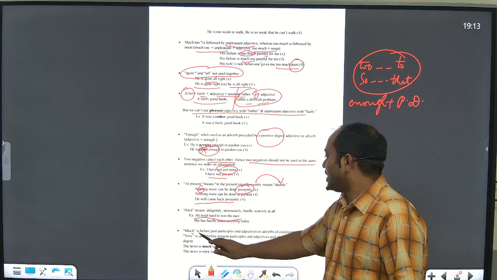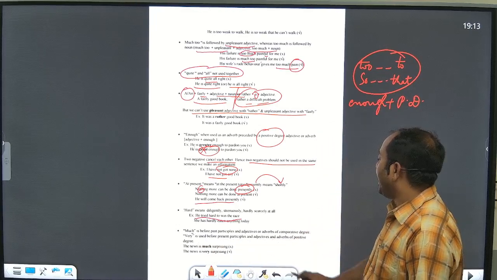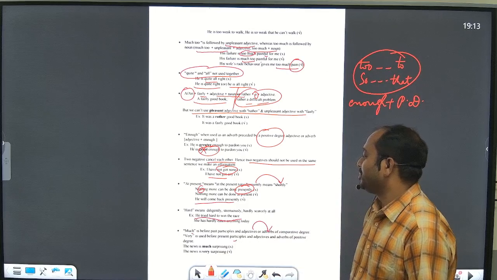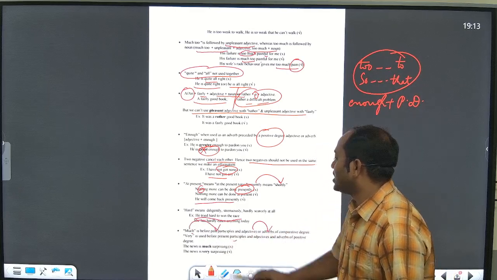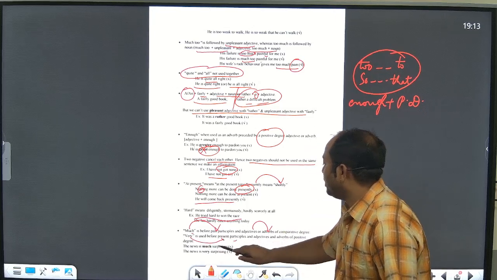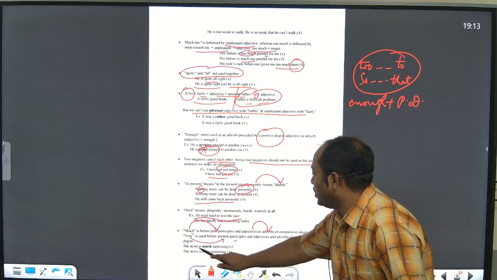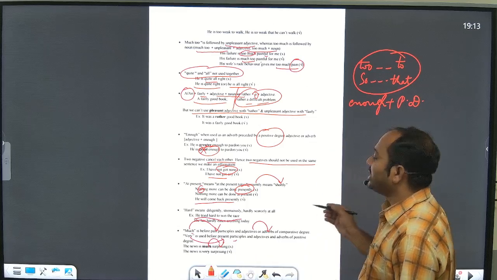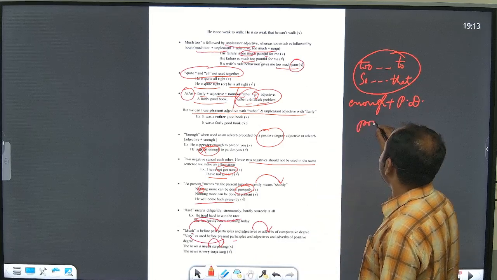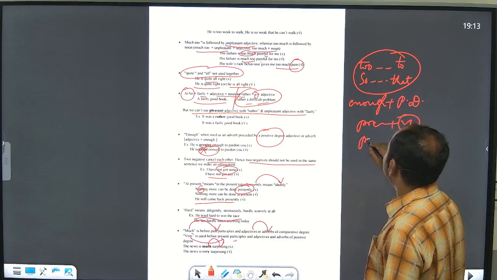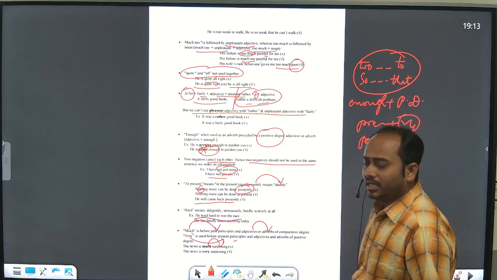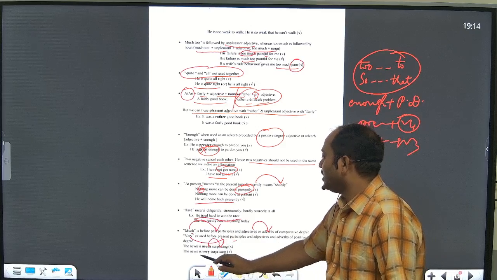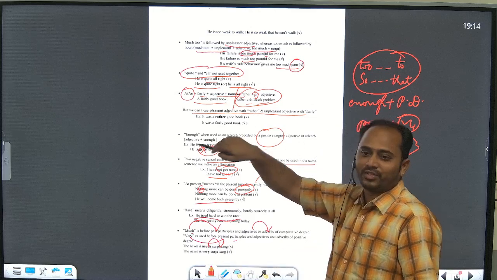Next, much is used before past participles and adjectives or adverbs of comparative degree. Very is used before present participles. Much is used before past participles. See, "the news is much surprising" is wrong, because surprising is a present participle. Present participle is nothing but the V4 form. Past participle is nothing but the V3 form. So here much is used before the past participle only. Past participle means "the news is much surprised" we should use.